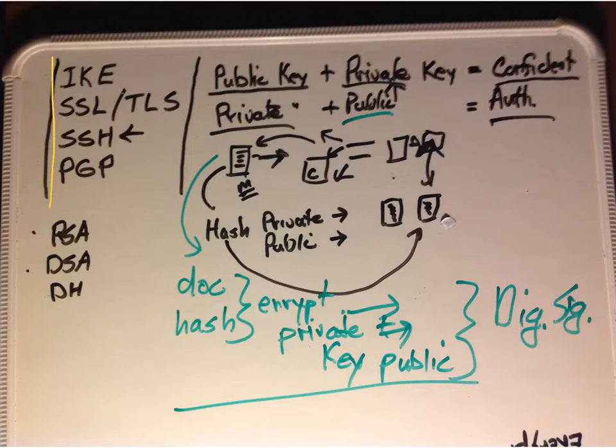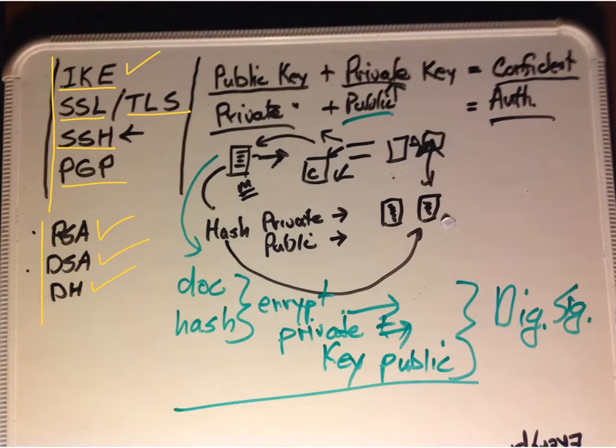Protocols. These are protocols to apply what we just talked about. Internet Key Exchange, Secure Sockets Layer, Transport Layer Security, Secure Shell, Pretty Good Privacy. All kind of have a different place in our world of security. RSA, we can set up a public-private key combination. DSA, same thing, and Diffie-Hellman allows us to do those.